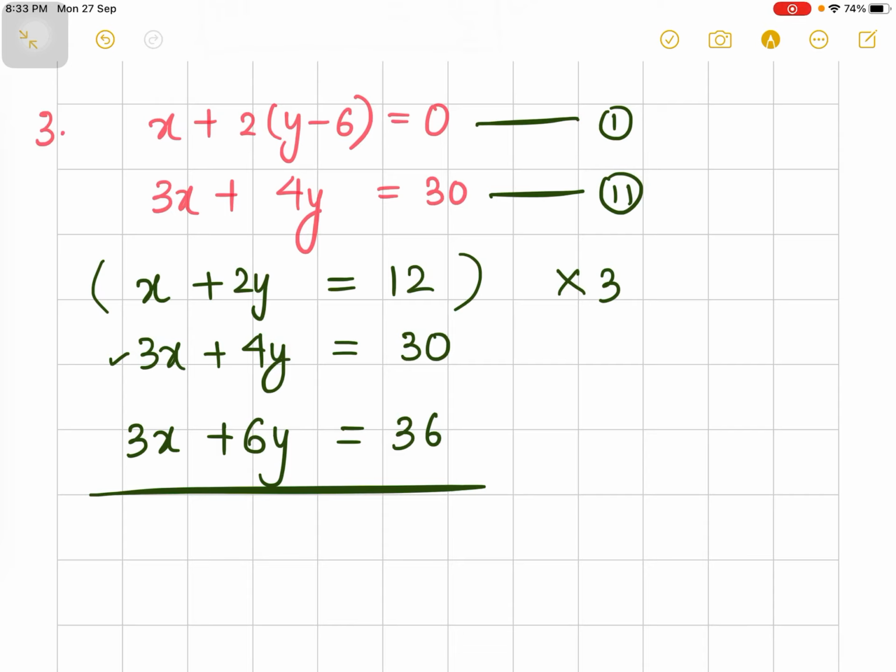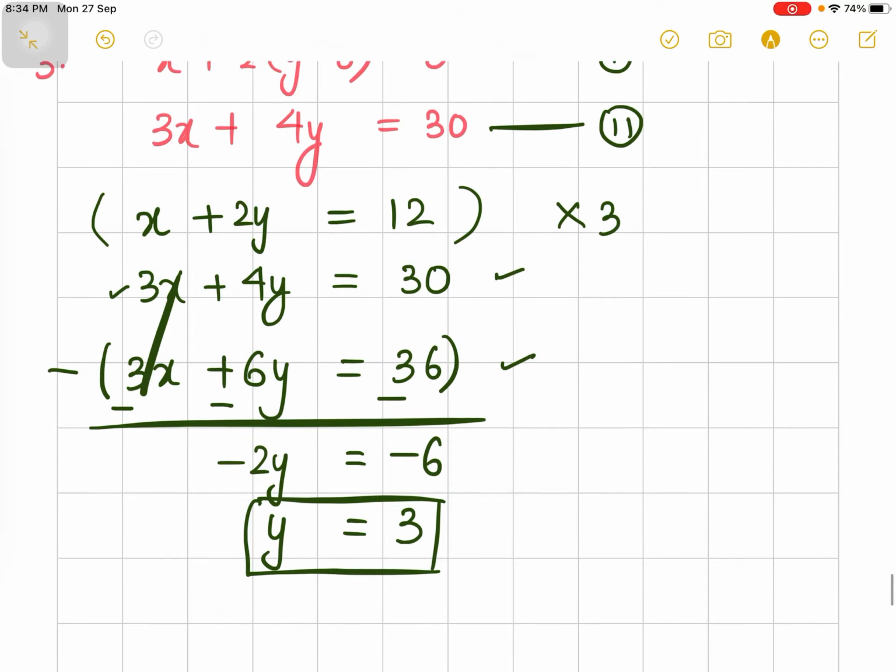And shall we add this and this equation, or shall we subtract one from the other? It's better to subtract. So when you subtract, the signs will change. This will be minus 3x, this will be minus 6y, and this will be minus 36. 3x minus 3x will cancel. 4y minus 6y will be minus 2y, and here 30 minus 36 will be negative 6. The value of y will come out to be 3.